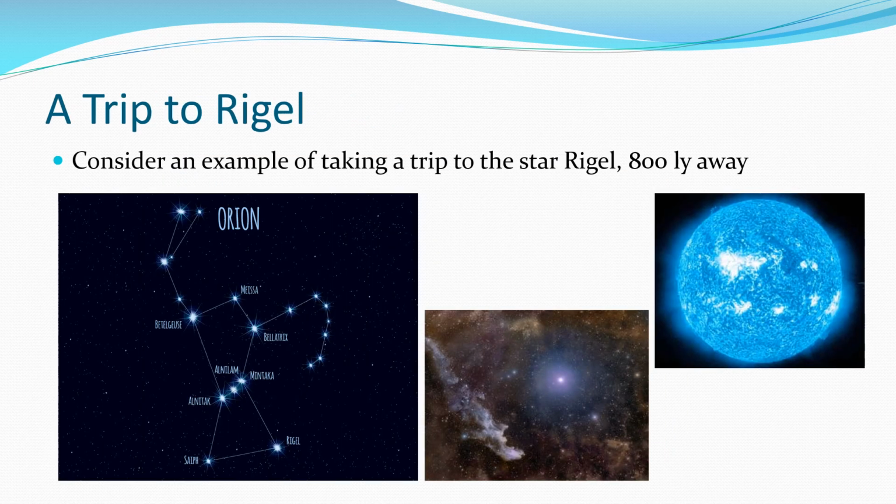Let's look at another example. A trip to Rigel. Rigel is a star in Orion, Orion the Hunter. There's some images of its region in space, and there's a representation of what we think the star actually looks like if you could see it up close, like you could see our sun up close, for example. Now, if we travel to Rigel, it's 800 light years away. So if you travel at the speed of light from us here on Earth, that would take you 800 years to get there. So if you're leaving in 2020, when I'm filming this video, you won't get there until 2820 if you could leave now and travel at the speed of light the whole time.